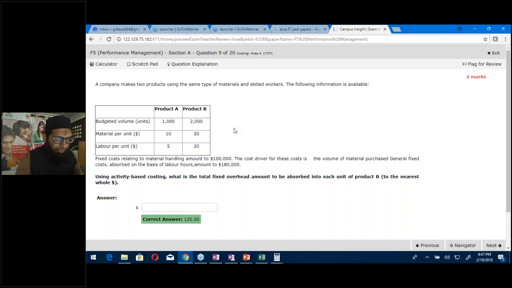Shazeb Akhtar has asked, if given, will R&D cost also be added? Yes, it will be added, if given.